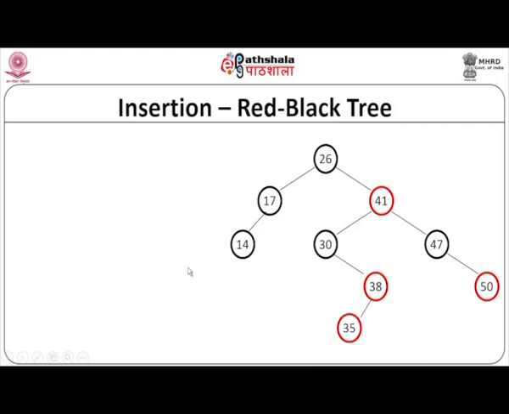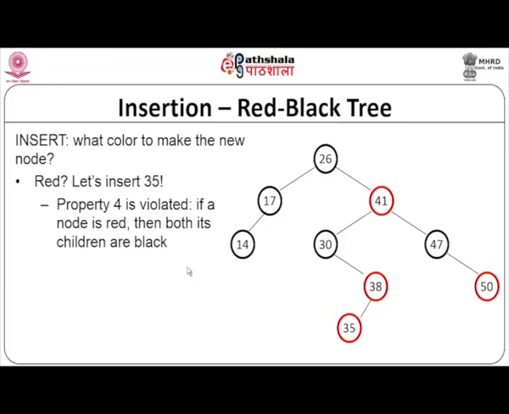So, let us look at this particular red black tree. The first question: 35 is the node we have inserted. So, let us insert 35. Now, if we color it red, we are breaking property 4, it is violated, because if a node is red, then both its children are black. 38 is red, both its children are black, here its child becomes red. So, we have violated that property.